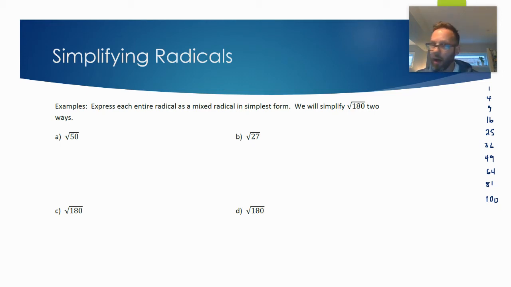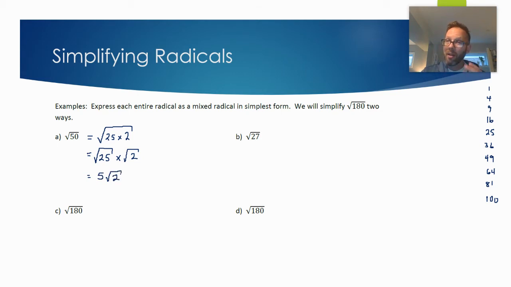So watch what we can do, guys. I can write the root of 50 as the root of 25 times 2. Now, how does that help us? Well, let's use our rule from earlier. That rule says that the root of 25 times 2 is equal to the root of 25 times the root of 2. And what's the root of 25? Because 25 is a perfect square number, it's exactly 5. So we've taken an entire radical with a really big radicand, and we've simplified it to a mixed radical where the radicand is small.